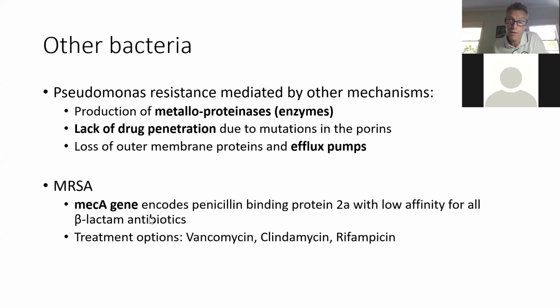There are a few other bacteria that have their own resistance mechanisms, like Pseudomonas. That's a different mechanism of resistance, and they have what's called metalloproteinases. They're just enzymes, a bit like beta-lactamases. And then MRSA, which is another different type of antibiotic resistance, leads to resistance among Staph aureus, particularly for cloxacillin and flucloxacillin. And for those, when a child has MRSA infections, then using vancomycin or clindamycin or rifampicin is necessary.